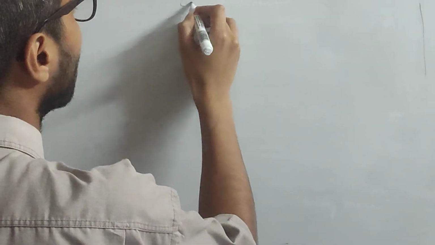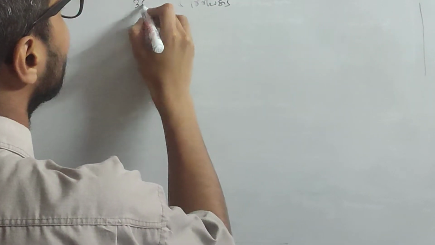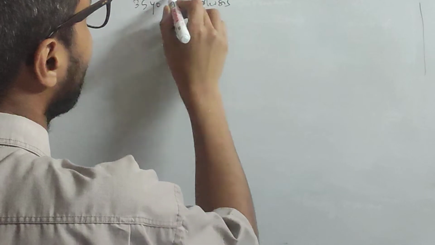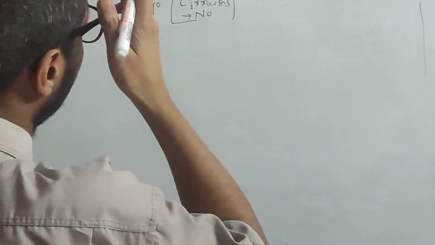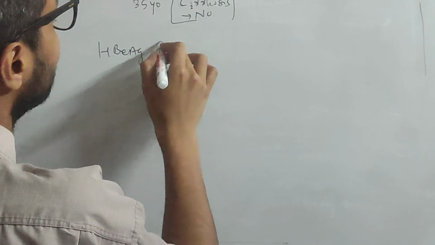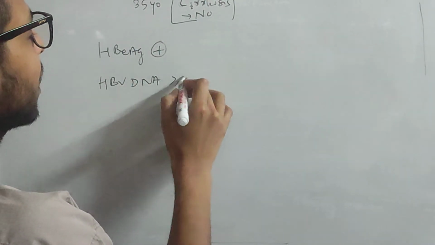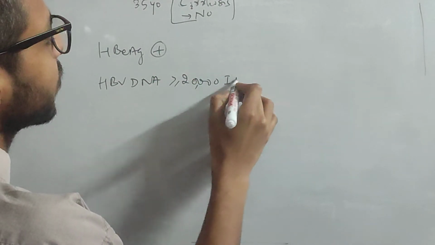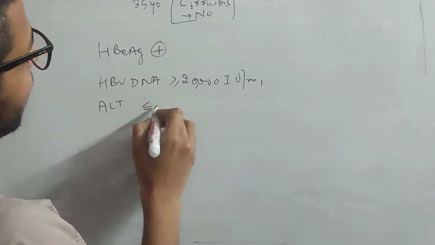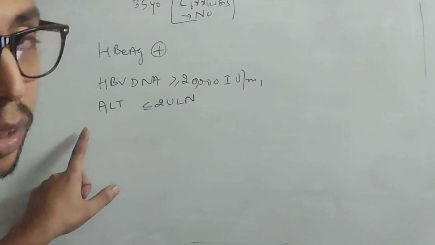So let's suppose one patient, he is a 35-year-old male and he does not have cirrhosis. You checked for liver elastography and there is no cirrhosis here. Okay. Then you checked for HBe antigen and let's say it came positive. Then you checked for HBV DNA and it is greater than 20,000 IU per ml. You checked for ALT level. Let's suppose it is less than 2 times upper limit of normal. So will you treat him or not?